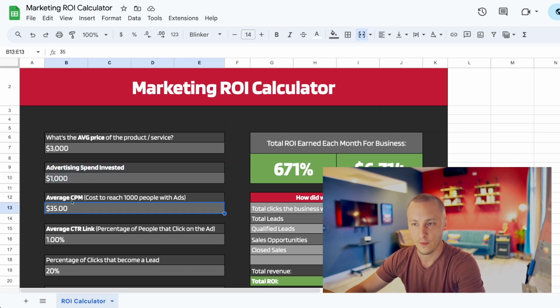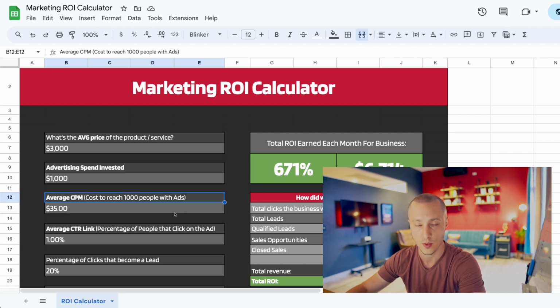Now, this number here, average CPM, this is the cost to reach 1,000 people with ads, okay? And every market that you get into is going to be different. If you are running advertisements to teenagers versus CEOs, the cost to reach those two audiences is going to be different. To teenagers it's going to be like $10, right? But to CEOs who have a lot of money, that might be 50. And so on average, you put here $35.